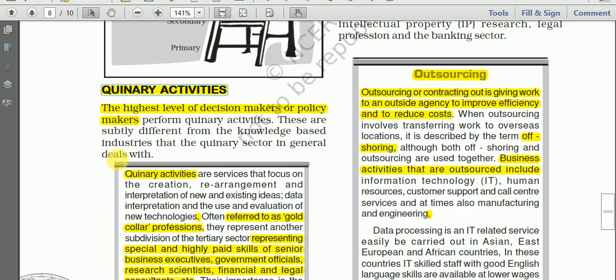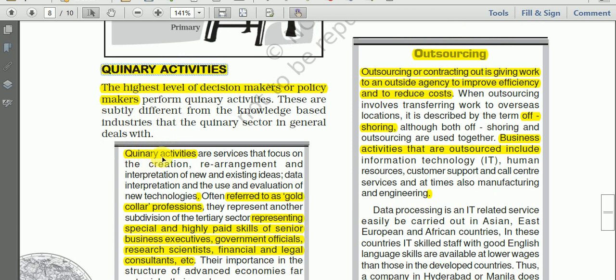And next we have another important economic activity, that is quinary activities. The meaning of quinary activities is given here. See, these quinary activities are services that focus on creation, rearrangement, and interpretation of new and existing ideas, data interpretation, and use and evaluation of new technologies.